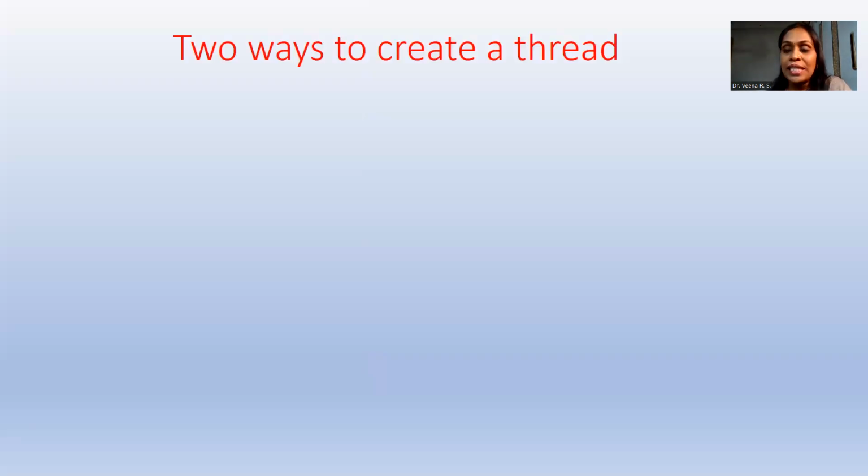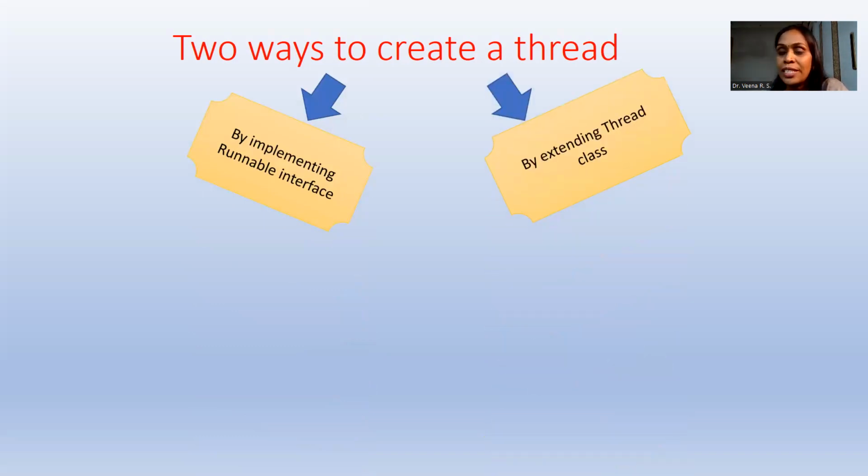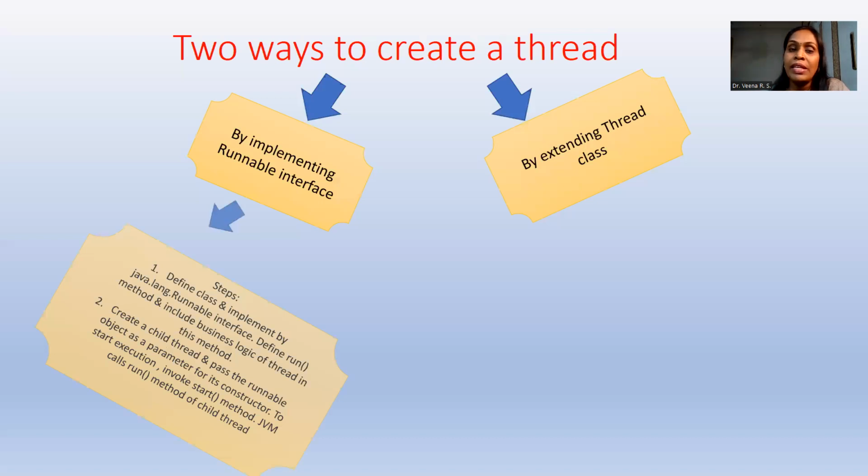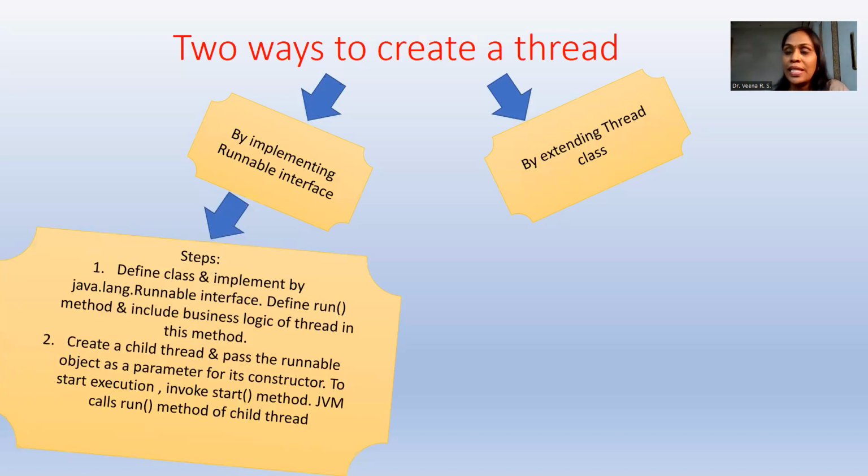We already have seen in the lab program 11 session that there are two ways to create a thread. One way is by implementing the Runnable interface, and the second way is by extending the Thread class. When you use a Runnable interface, you cannot instantiate the Runnable interface. That's why you have to pass the instance of the class which implements Runnable to the Thread class constructor. Then you should invoke the start method, which is going to execute the run method of that respective thread.